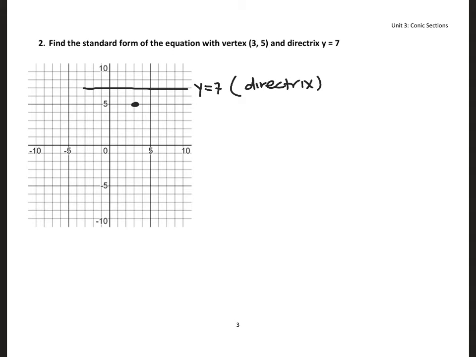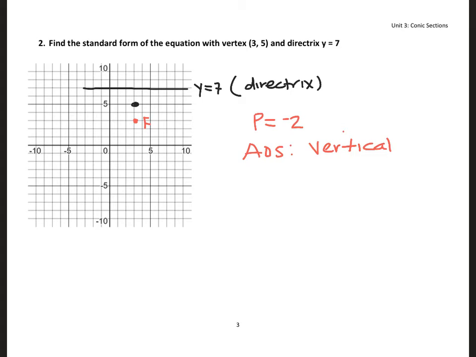I know the parabola is going to open down. So I just need to count 2 to get the focus. 1, 2. So that's the focus right there. And I know that p is going to be -2 because this one is going to be opening down. The axis of symmetry is going to be vertical.